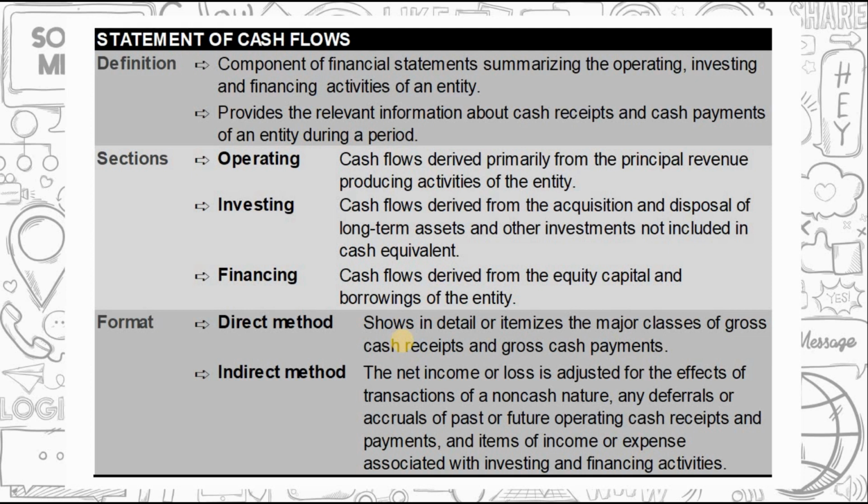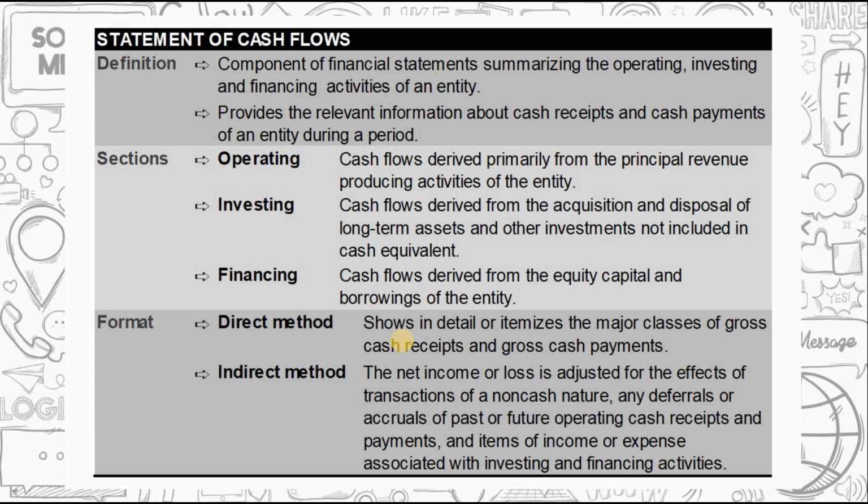Next is the sections of the statement of cash flows. In the preparation of the statement of cash flows, there are three sections. The cash transactions must be classified as operating activities, investing activities, and financing activities. So what are the cash transactions that must be classified under the operating activities? This includes cash flows that were derived primarily from the principal revenue producing activities of the entity.